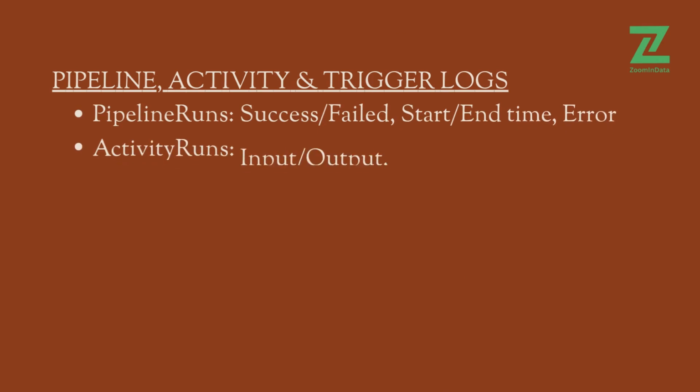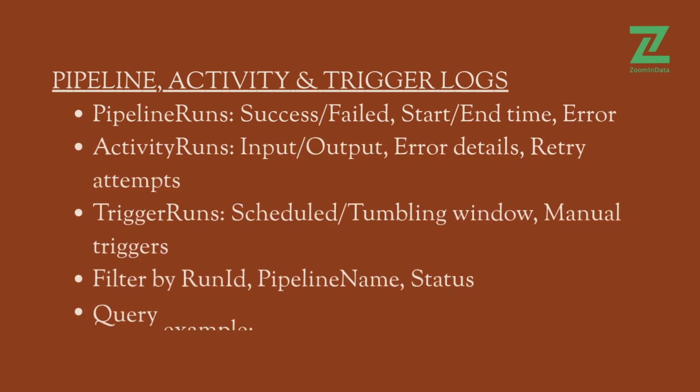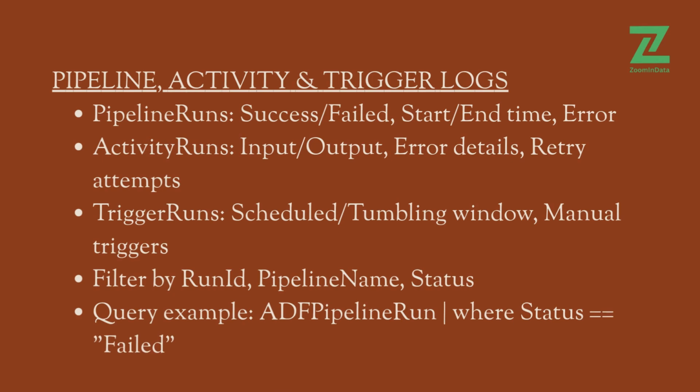Pipeline logs in ADF pipeline run capture success or failed status, start and end times, and high-level errors. Activity runs provide input and output details, specific error messages, and retry attempts for each step. Trigger runs cover scheduled, tumbling window, or manual triggers and their outcomes. You can filter these logs by run ID, pipeline name, or status. For example, a simple KQL query like ADF pipeline run where status equals failed to quickly find problems.